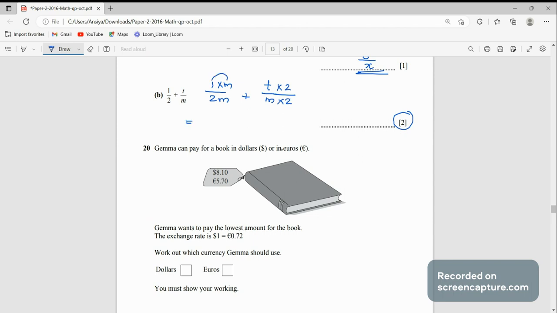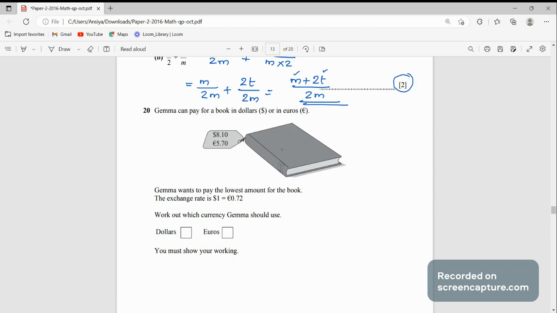1 multiply m is m, divided by 2m, plus t multiply 2, we cannot multiply, just simply write 2t by 2m. Now you see the denominators are same. Take over with the numerators. m plus 2t divided by 2m. We cannot add them. This is m and this is t. We cannot add them. So just leave the answer like that. So please make sure you know the basic concept that first make the denominator same before doing addition or subtraction.